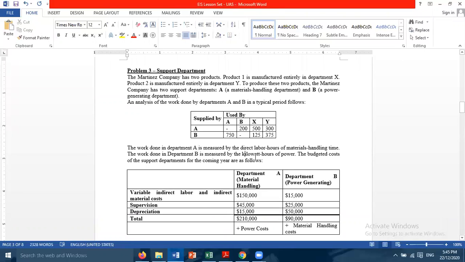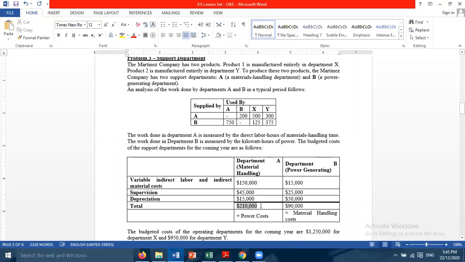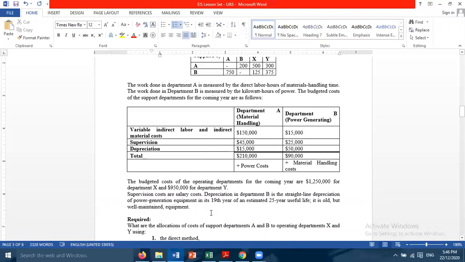Okay, the budgeted costs of the support departments for the coming year are as follows. Here we are given the budgeted total cost of Department A and Department B. Department A has a total of 210,000 plus the power cost, or the cost from Department B, which is not yet allocated, which we will do later. And Department B has a total cost of 90,000 plus the material handling cost, or cost from Department A, which we will allocate later. Okay. The budgeted costs of the operating departments for the coming year are 1,250,000 for Department X and $950,000 for Department Y.